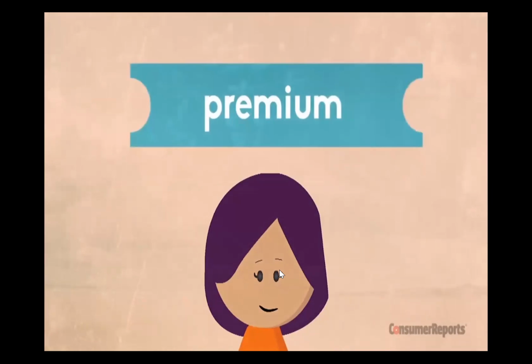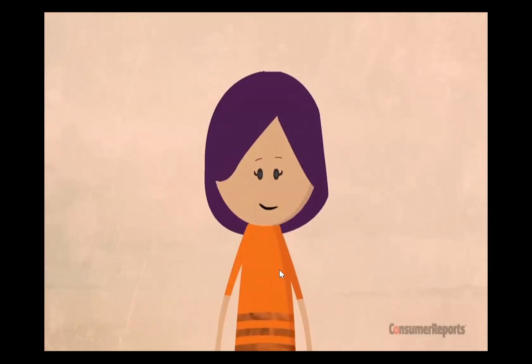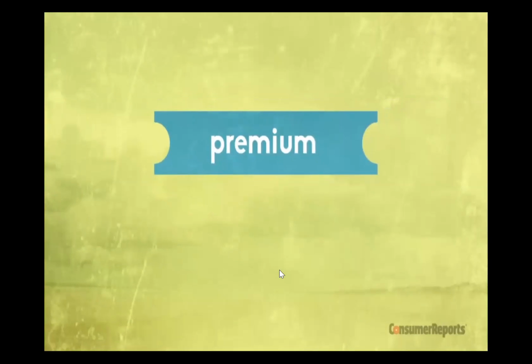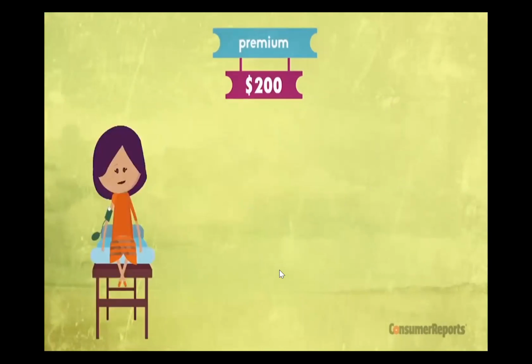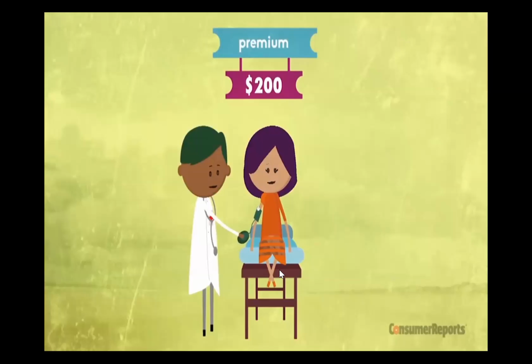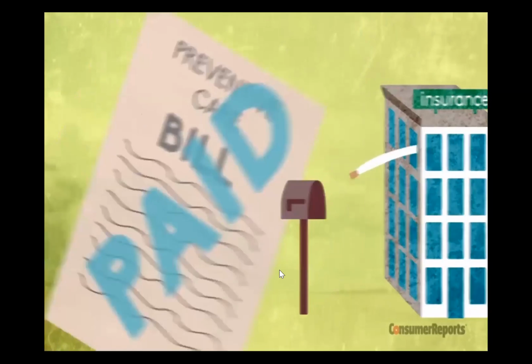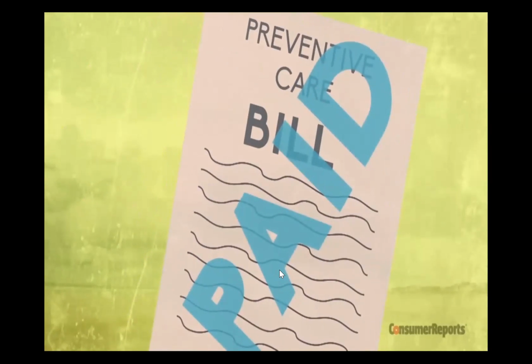First, premiums. Think of your insurance as a monthly membership. Every month you pay the same amount in order to be a member. That amount is your premium. With your premium, say $200 a month, you get some preventive care for free. This includes care like vaccines and screening for diabetes, cholesterol, and breast cancer. This care is covered by your premium.